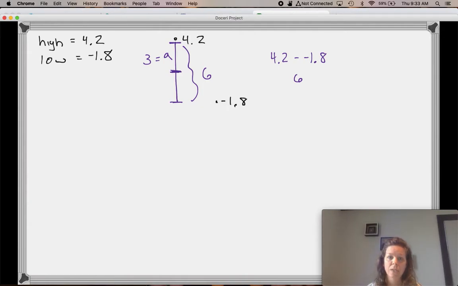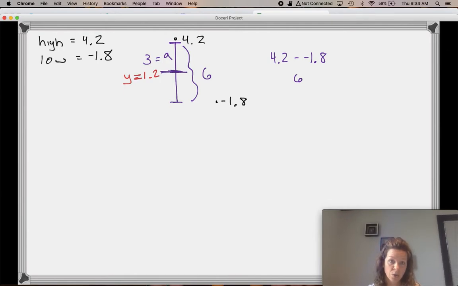Another question you could be asked is, where is the midline? Well, if we know the amplitude, it should be an amplitude distance away from either one of those points. So we could either take the 4.2 and subtract 3, or we could take negative 1.8 and add 3 to move up to this midline. And so if I do 4.2 minus 3, I get 1.2. Or same, if I do negative 1.8 plus 3, I should also get 1.2. So our midline would be at y equals 1.2, a positive 1.2.